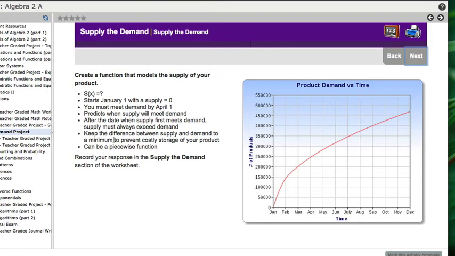And then it asks you to keep the difference between the supply and demand to a minimum to prevent costly storage of your product. Okay, so the difference between them needs to be pretty small. Doesn't have to be terribly small, but it's not far apart from each other. Okay, it can be a piecewise function. So you can have a graph that maybe starts as a straight line and then turns into a curve.